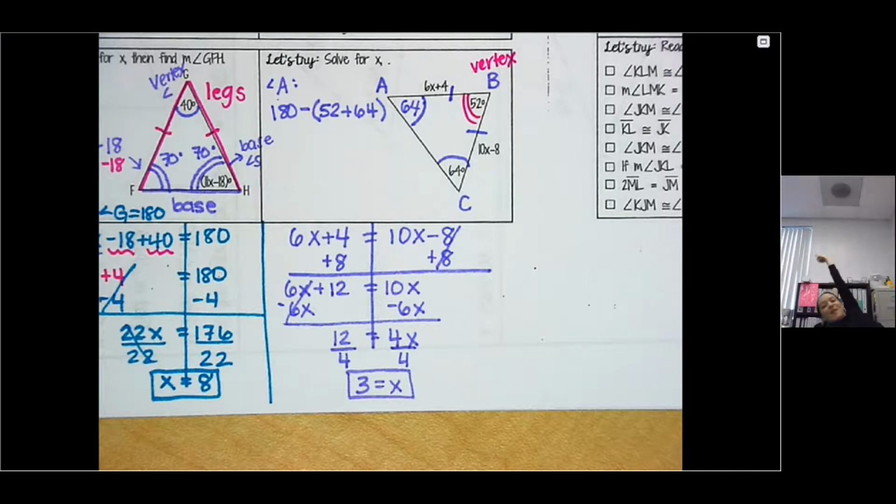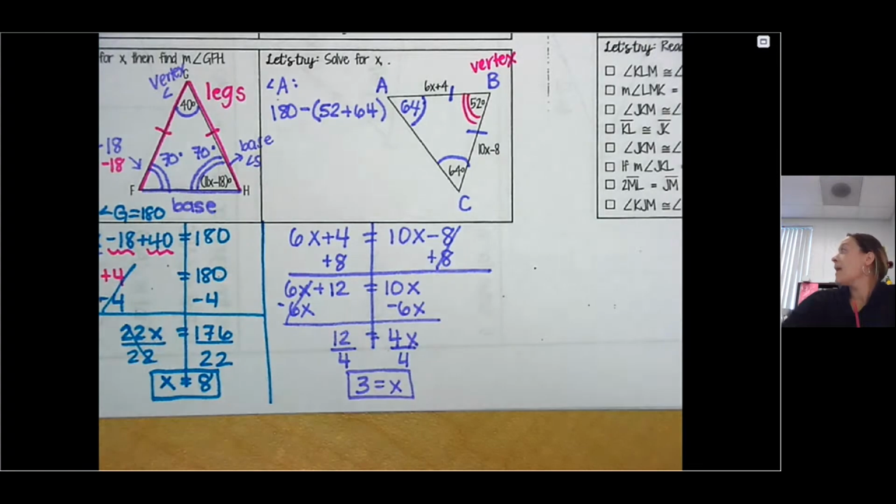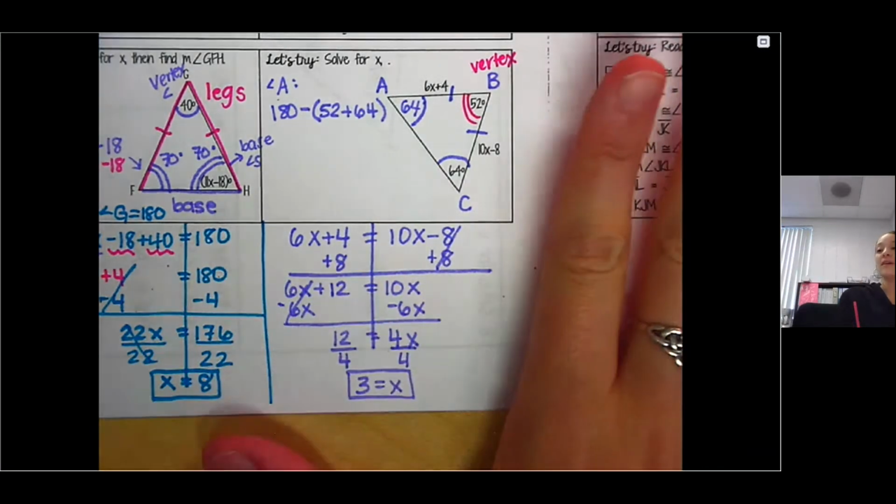All right. Thumbs up, thumbs down, thumbs to the middle. How do you feel about isosceles triangles? Do you feel like you could do some problems like that? Yeah, some problems like that. Okay. Yes, you can. 52. We're fine. Go, go, go. We'll finish the front. Okay. First type of triangle, isosceles.